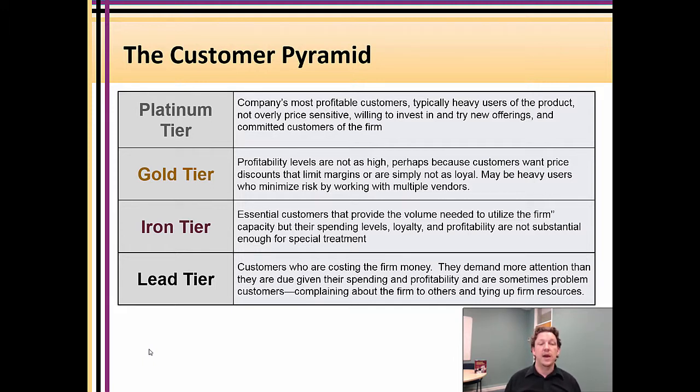At the iron level, they are the volume, but they're nothing special, nothing discrete to be engaged with separately. You need them, they are your base, but they're probably not going to respond to a lot of the loyalty incentives. They don't have a particular desire to get that loyalty engagement. Gold are profitable, but gold are also hedging their bets, so they're not completely committed. And the platinum is the one where you have the closest working relationship.